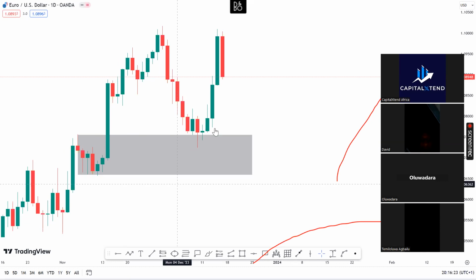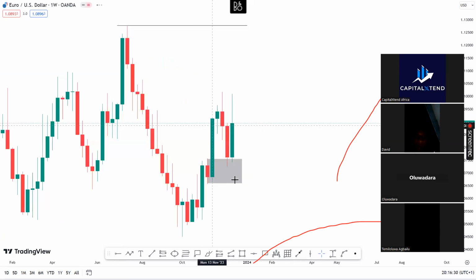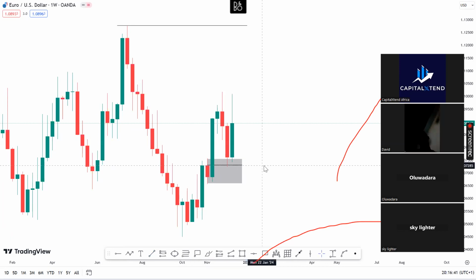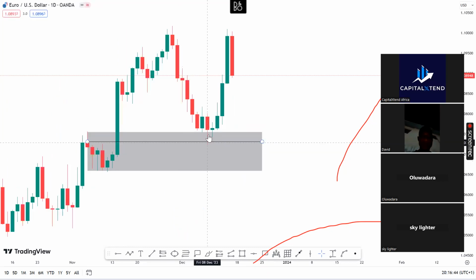So look at what happened. Price played the open of that weekly order block. This weekly order block here. So let's see the daily. Price played the open of that monthly or weekly order block, sorry. So violating this gap here and later closed below it.